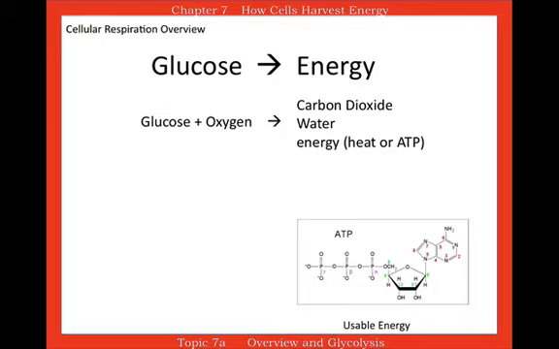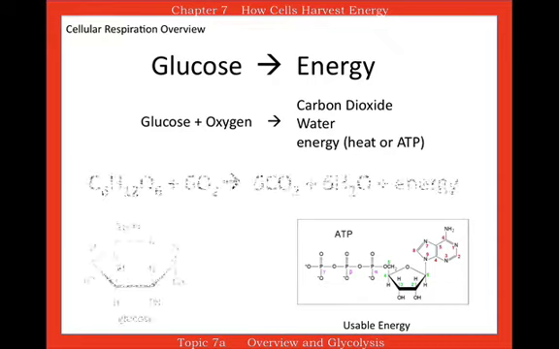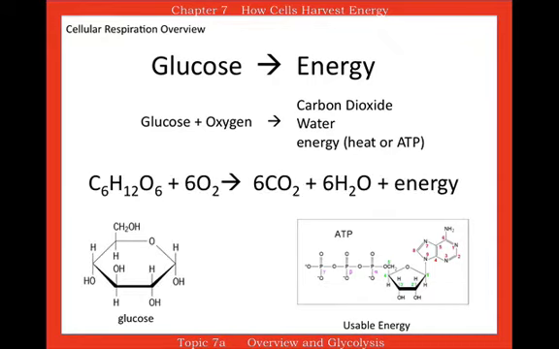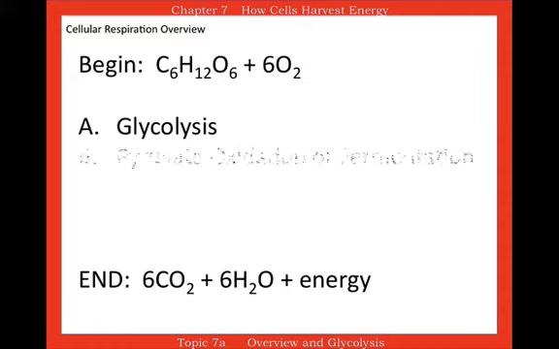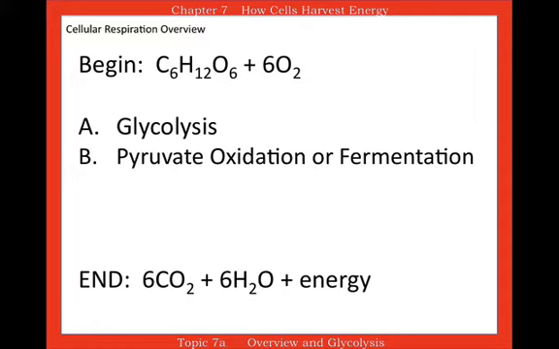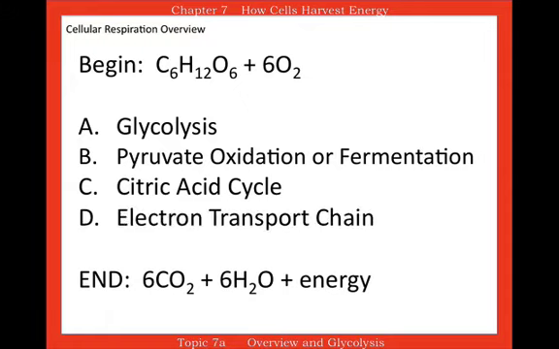The overall reaction can be written as a chemical formula like this, where C6H12O6 represents glucose. This process occurs as four groups of reactions. The first is called glycolysis. The second, there's a choice between a reaction set called pyruvate oxidation or one called fermentation. Third, a set of reactions called the citric acid cycle will occur. And fourth is a set of reactions called the electron transport chain.